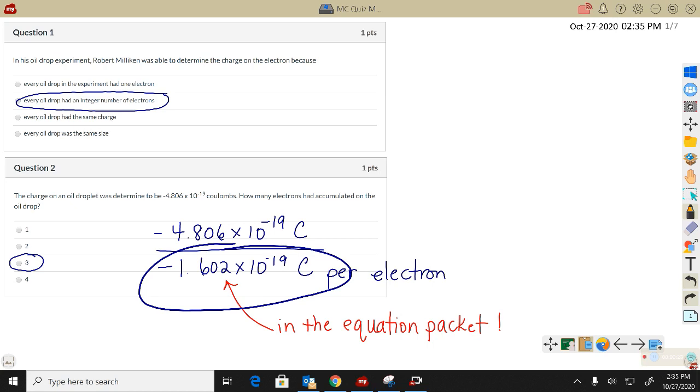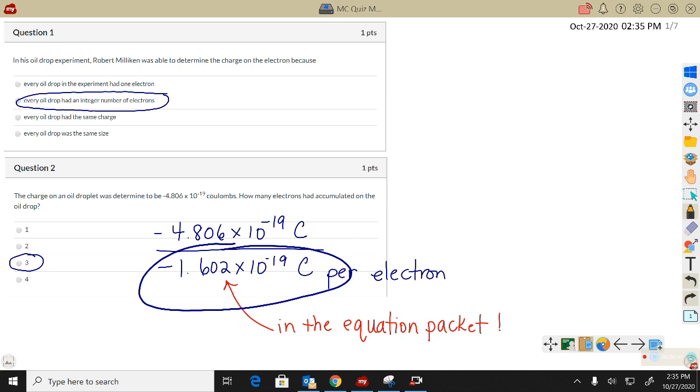Now, things that might come up are this Millikan oil drop experiment, where in the packet they tell you the exact charge per electron, negative 1.602 times 10 to the negative 19th coulombs. Coulombs is a unit of charge.